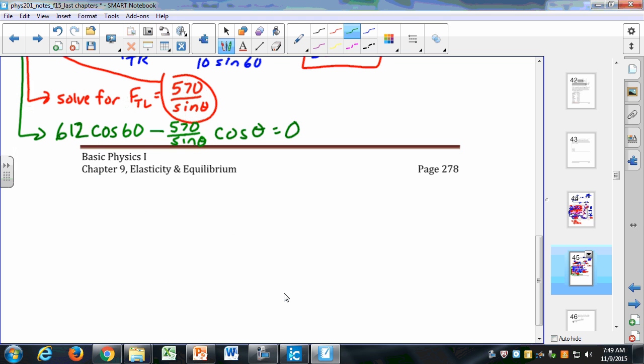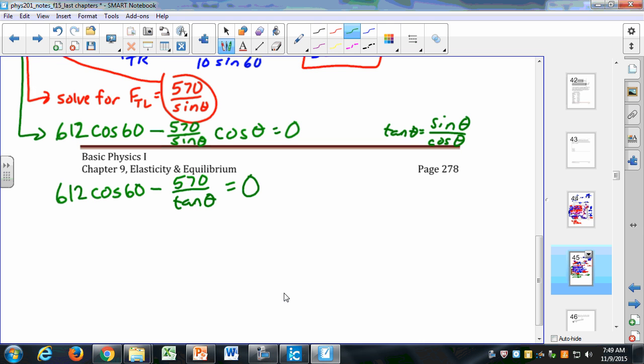So I'll rewrite this as 612 cosine 60 minus 570 over tan theta equal to 0, where I substituted tan theta equals sine over cosine. You could do cotan. I don't have a cotan function on my calculator, so that's why I did tangent. And then I solved this for theta, and I found theta to be equal to 64.5. So that's part of the answer.